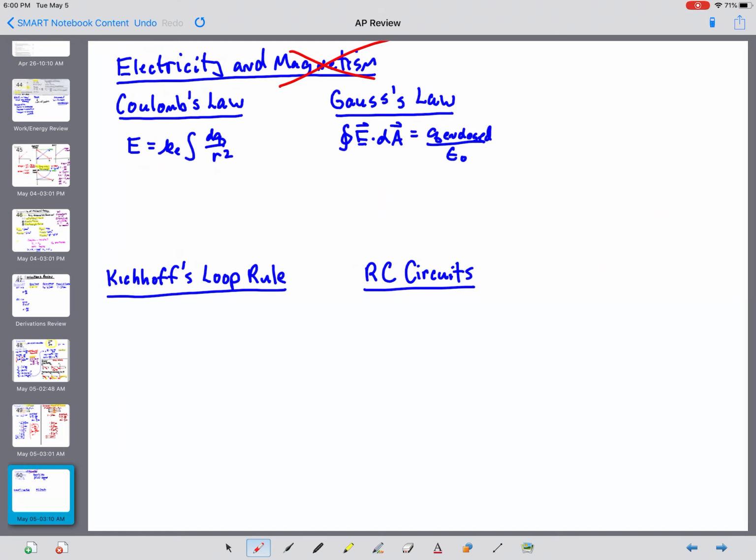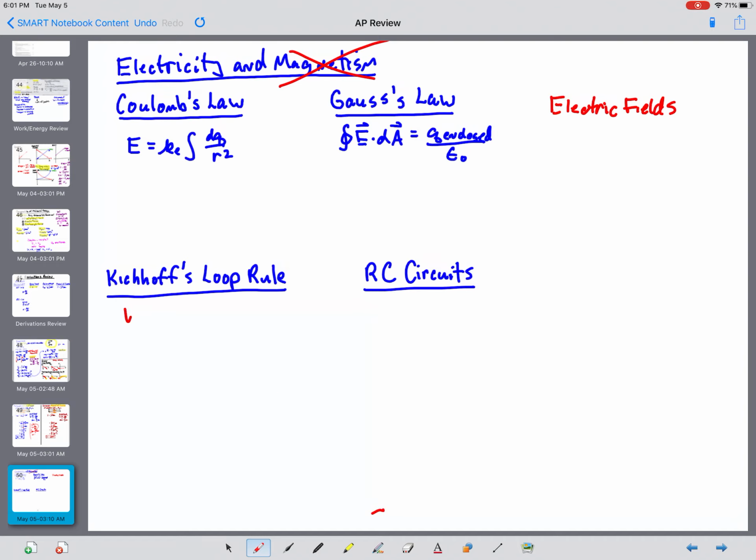Now, on electricity, not magnetism, just electricity this year, your base equations that you use for derivations are Coulomb's law and Gauss's law, and those are both pondering electric fields, and then Kirchhoff's loop rule, which applies generally to circuits and then also specifically to RC circuits. So, Coulomb's law and Gauss's law, we've gone into pretty much detail in the last 3 weeks as we've been reviewing on those, and we've done some derivations with both of those. So if you have questions on those, let me know.